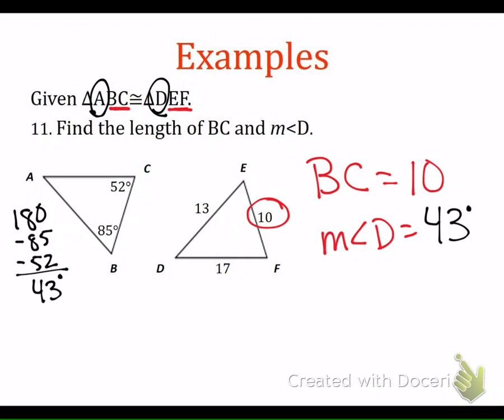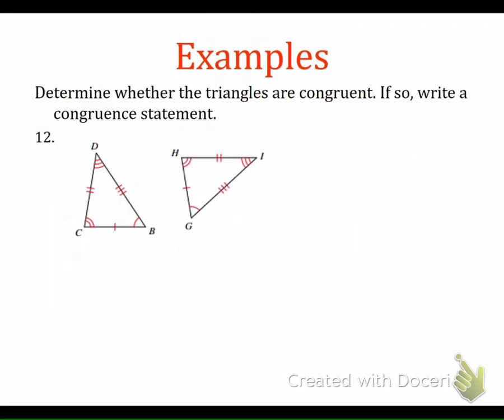Okay, the next one isn't in your notes, but I want to look at it, so just give me a second in case it appears on your homework, okay? Bear with me. So this says, determine whether the triangles are congruent. If so, write a congruent statement. So basically, you're trying to see if everybody has a partner, okay? So does CB have a corresponding part over here? Yeah. Okay. Does CD have a corresponding part? Yes. Does DB have a corresponding part? Yes.